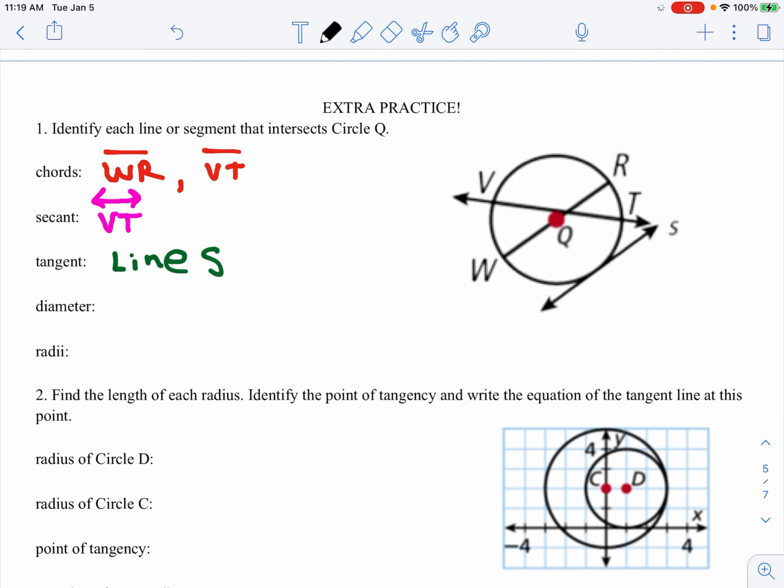All right, a diameter, remember, goes from one end to another end, but it must go through the middle. So you'll notice this line goes from one end through the other, and it runs through the center, through the middle of the circle. It must run through that center point.